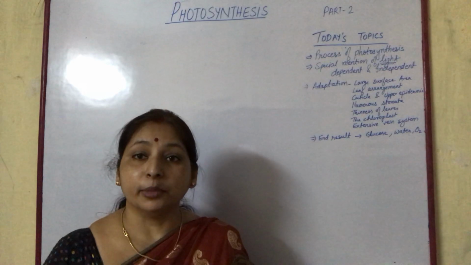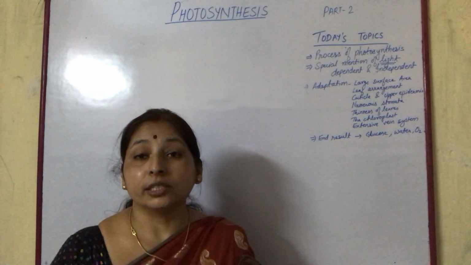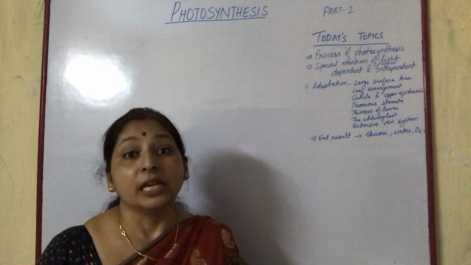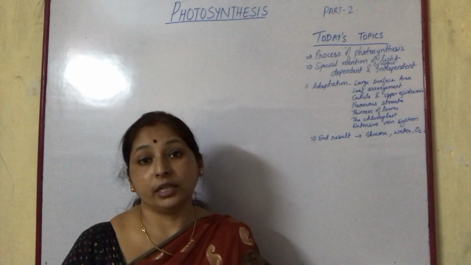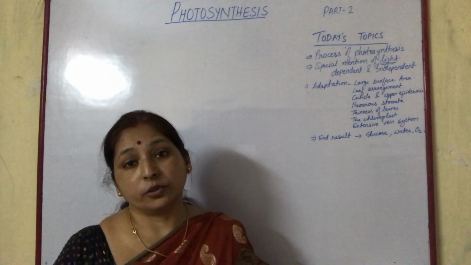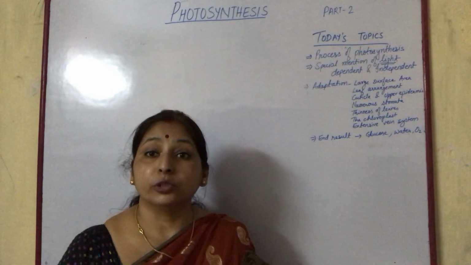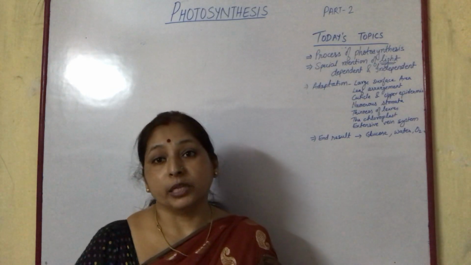Today's class is in continuation with the previous one, which is photosynthesis. We have studied the definition of photosynthesis, then the exact location for the process, which is the chloroplast, and the pigment responsible, which is chlorophyll, a green color pigment that absorbs the extreme ends of the visible spectrum. Then we have also studied the opening and closing of stomata.